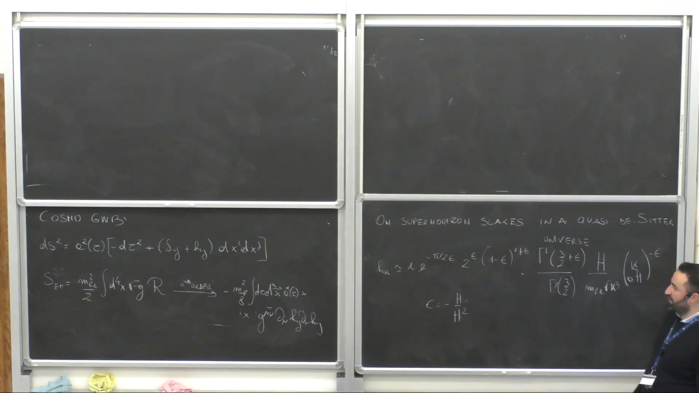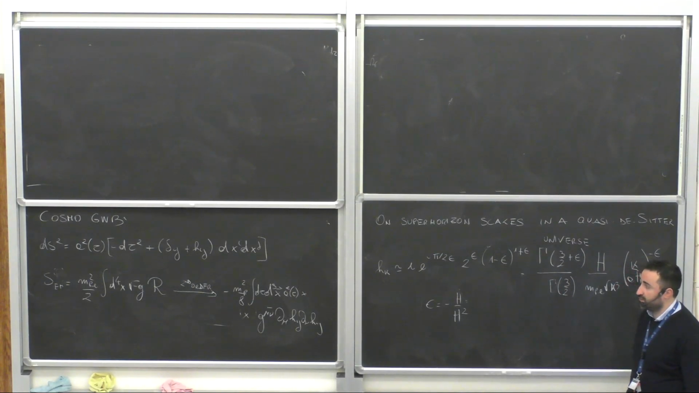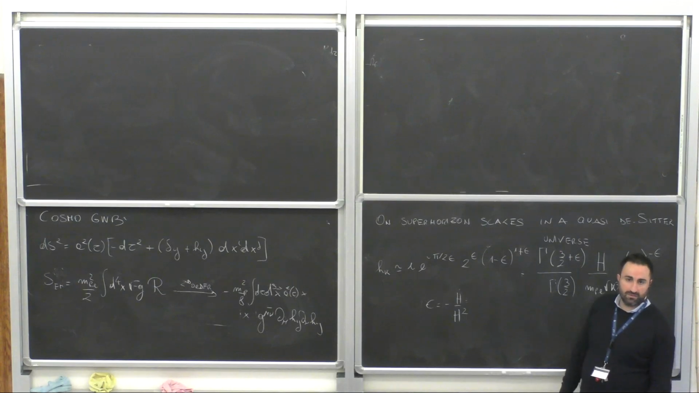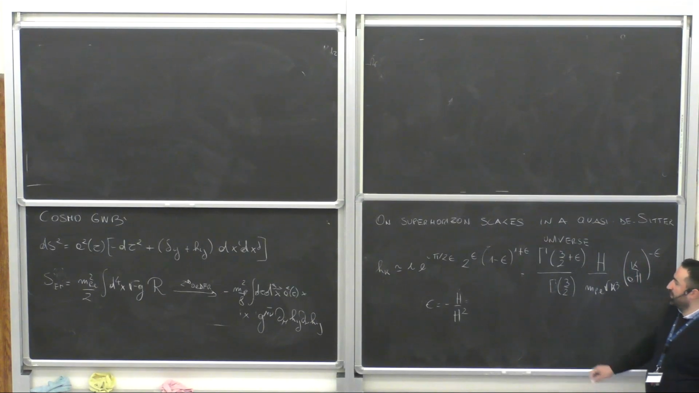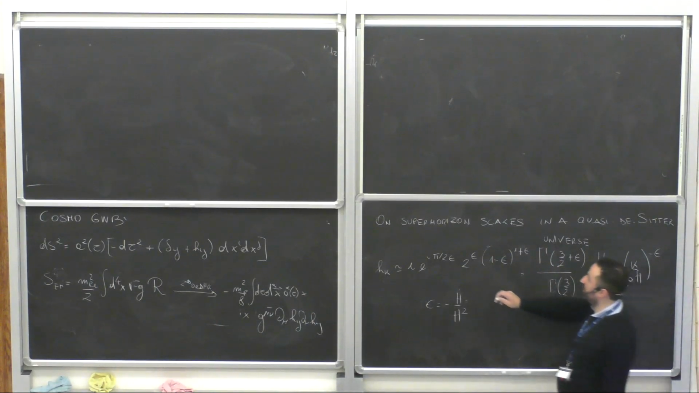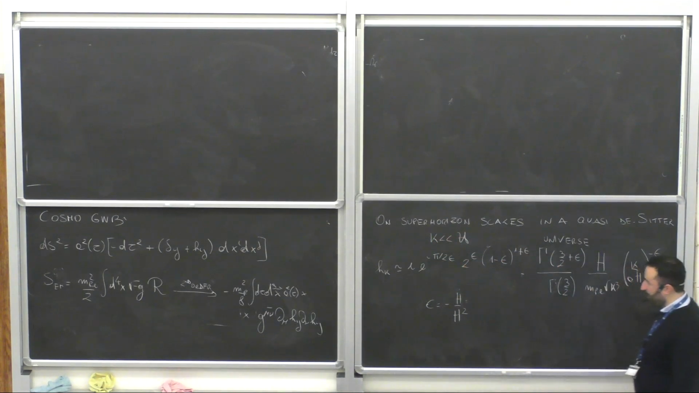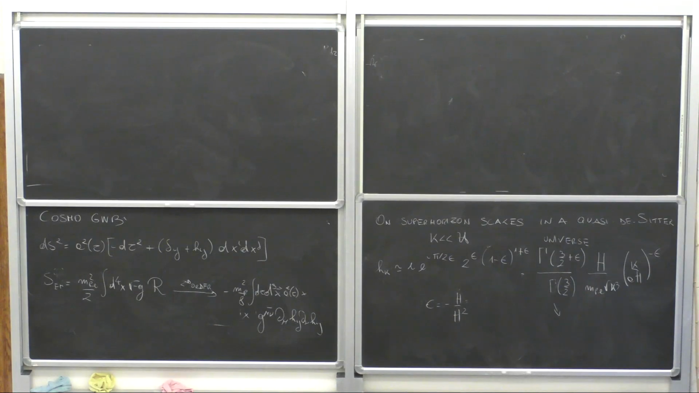This solution comes from solving this general second order differential equation, so the solution will be Hankel functions. When you expand the Hankel function on super horizon scales, so k much smaller than H, you get this solution, and these are some Euler gamma functions. What matters is this part.